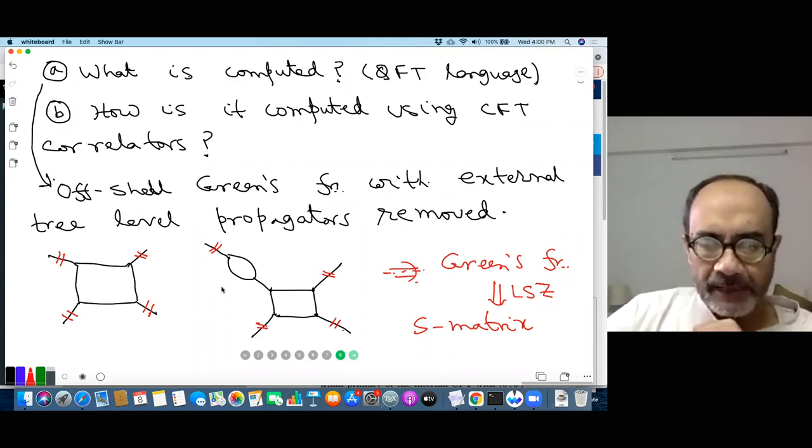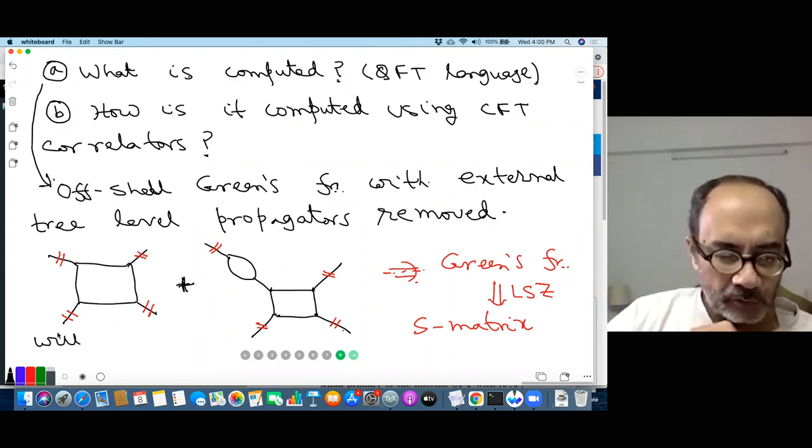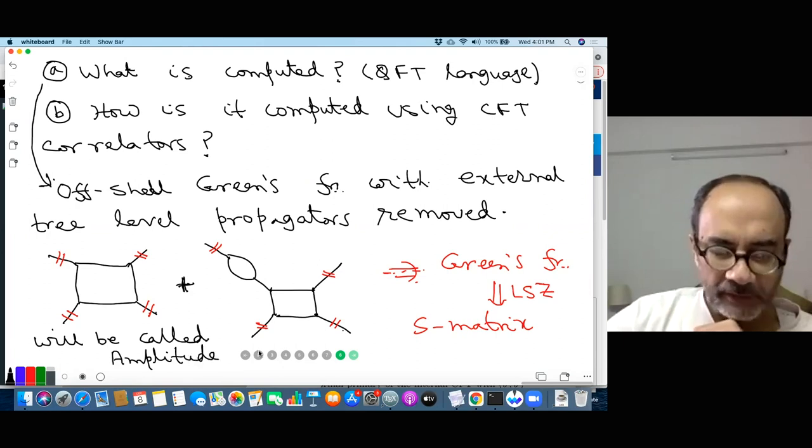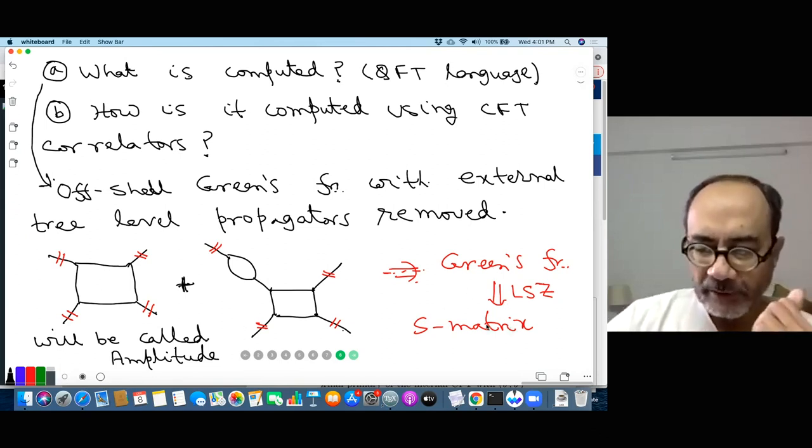So the sum of diagrams like these, I'll call the amplitude, even though it's not the usual terminology. Okay, so this will be called the amplitude. So when I say that we'll be writing down the expression for the amplitude, this is what it means. And then you have to take that amplitude, with off-shell external states, and convert this into the S matrix using the standard LSZ procedure.